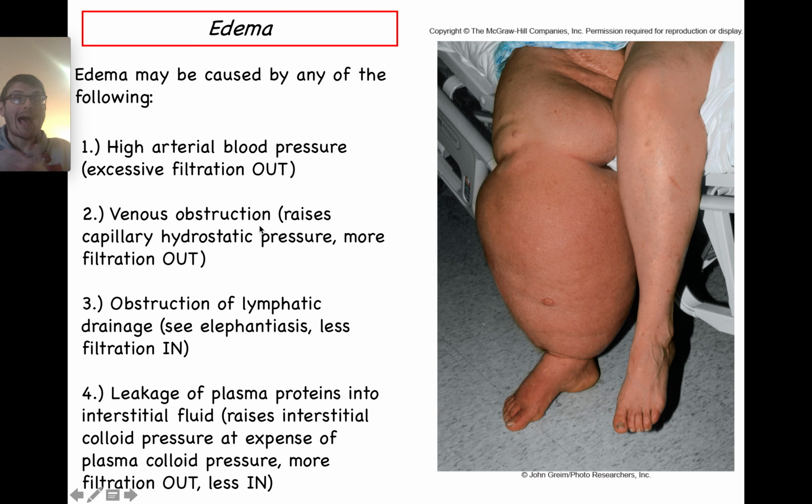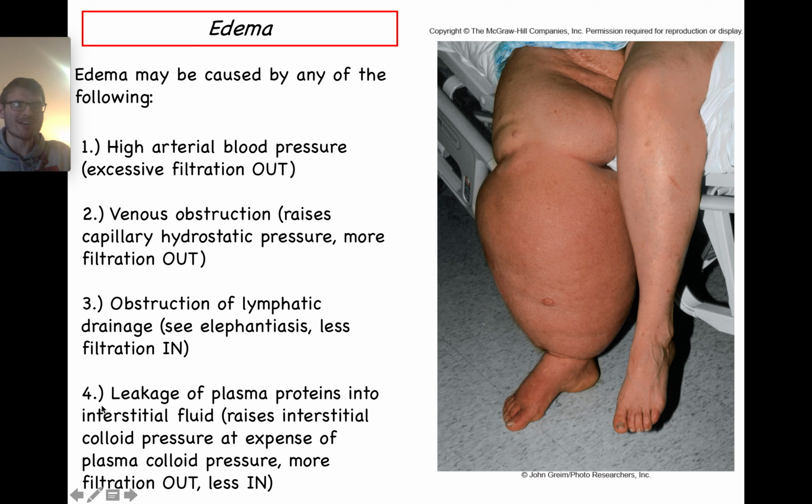So number one, high arterial blood pressure will do this. This is going to raise the capillary colloid pressure, so that is going to cause increased filtration of fluid out on the arterial side, and we have no mechanism for making that up on the venous side. So people with high blood pressure tend to get a little bit of swelling in some of their extremities. Number two, a venous obstruction will do this, raising the capillary hydrostatic pressure, meaning we get more filtration out again. Number three, an obstruction of the lymphatic drainage, which we saw as an example with elephantiasis.